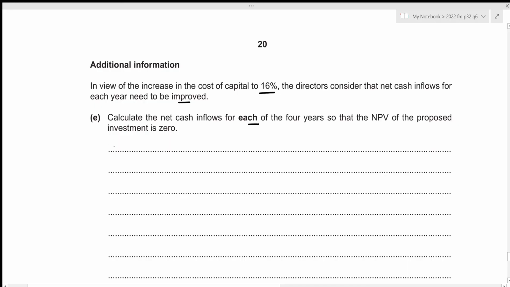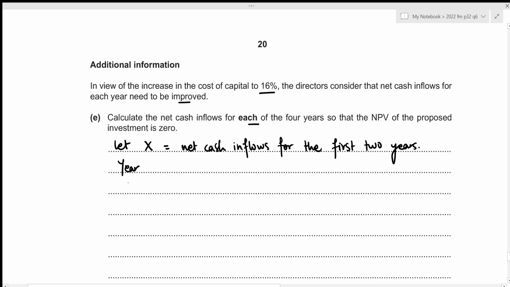So I'm just going to write down let X be the net cash inflow for the first 2 years, because it was the same for the first 2 years, right? Okay, now let's prepare a format in order to calculate our net present value. So we start with our years. So that's 0, 1, 2, 3, and 4.